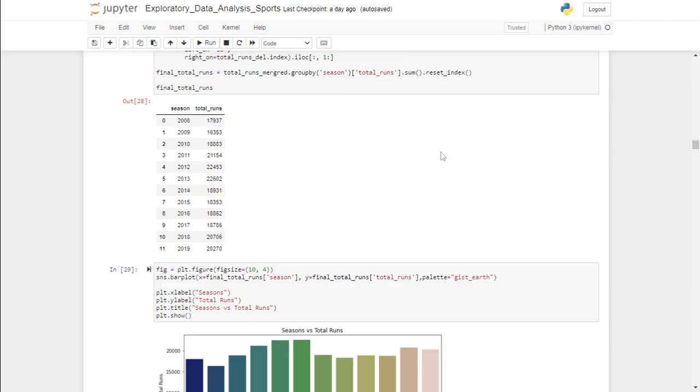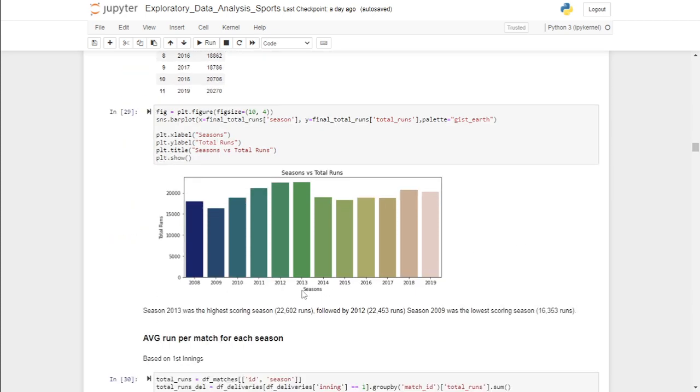And here is the total calculation of runs in each season, including both innings. In 2013 it was the highest scoring season, and 20,602 runs were scored.